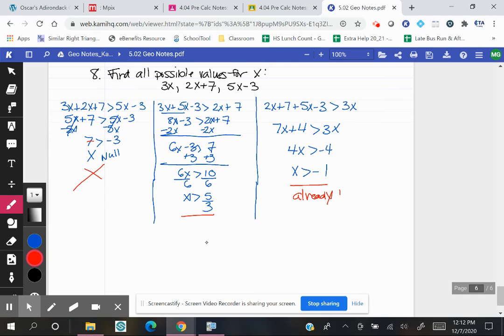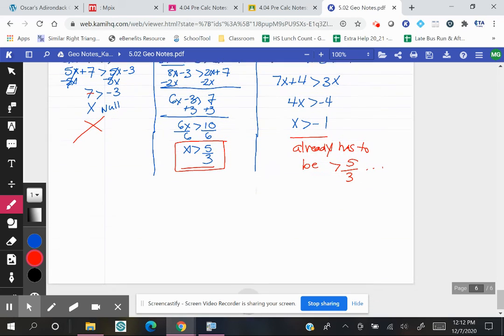So we already have to be greater than 5/3, which is like 1.6 repeating. So if we have to be bigger than that, then this one, again, is not going to help us here. So our final answer would be x is greater than 5/3. So any number you choose that's bigger than 5/3 will make all of those inequalities happy.